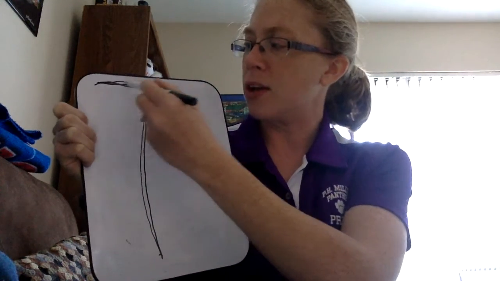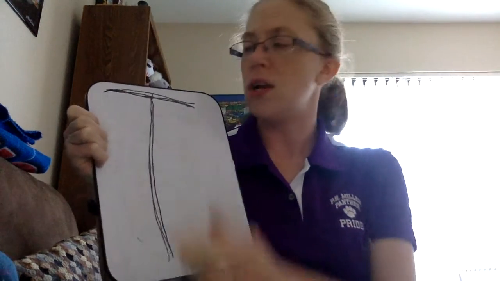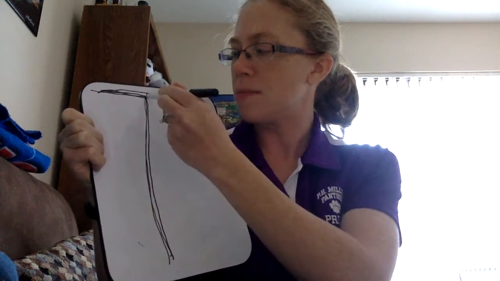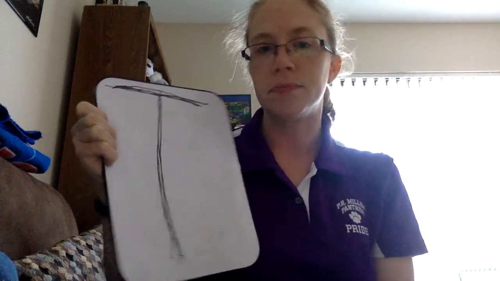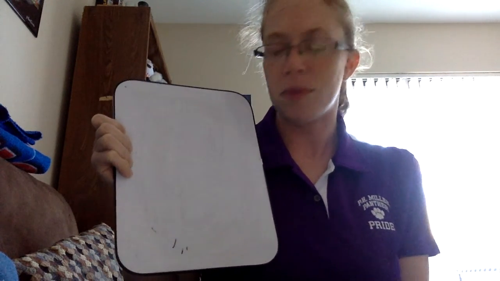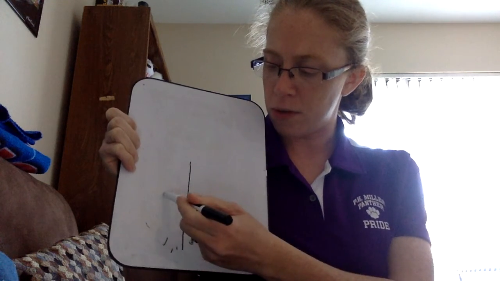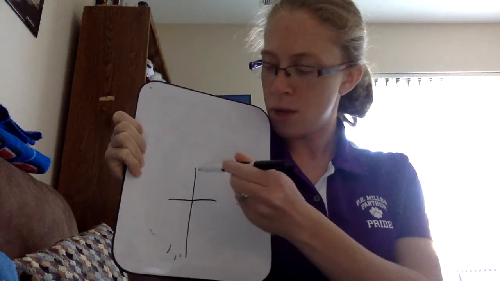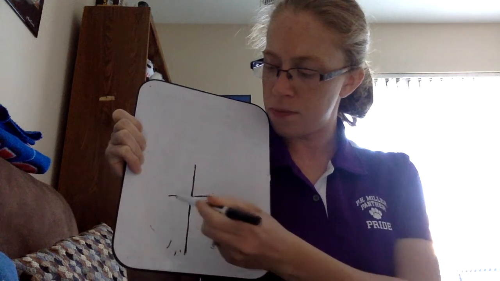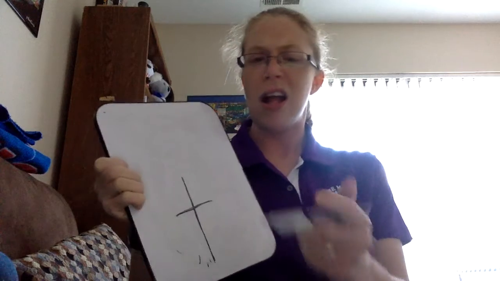Sometimes people write the big line across the top first and then down in the middle. That's okay too. You can do it either way. So big line across, big line down. Guess what? My lowercase t still has a big line down and a line across the top. The lowercase stops at the middle. Down, jump to the middle, across. So down, across. Easy peasy lemon squeezy.